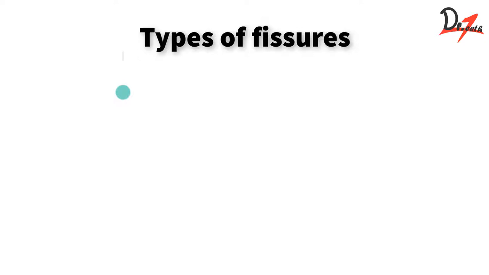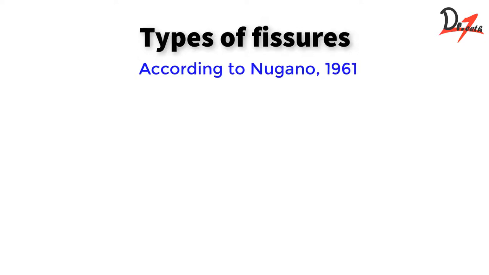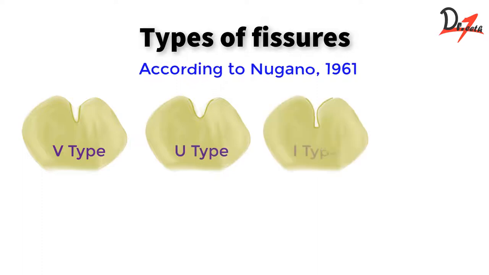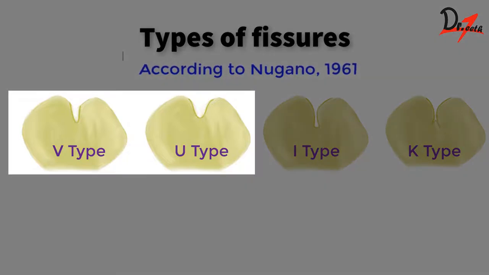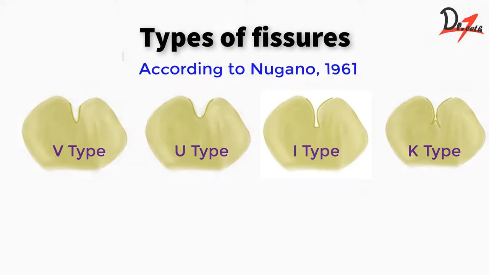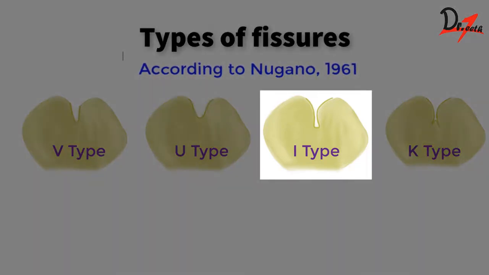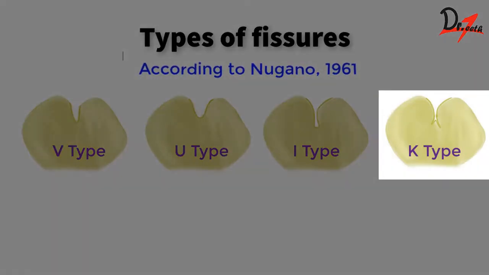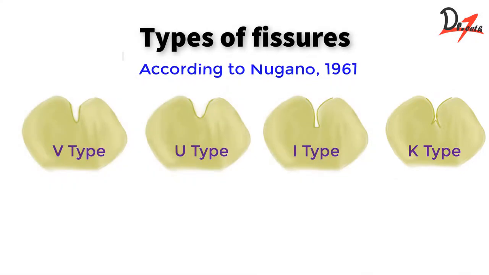There are various types of fissure. There are four types of fissure. We have V type, U type, I type, and K type. So as is obvious from the diagram, the V and the U shaped fissures are wide enough. So they are kind of self-cleansing, and hence they are caries resistant to an extent. Then we have the I shaped fissure. These are very constricted, as you can see, and it resembles the neck of a bottle. Therefore, they are very much caries susceptible. The K-shaped fissures are also very susceptible to caries. So a person can have any of these types of fissures or a combination of these. And depending on that, the caries susceptibility of an individual varies.